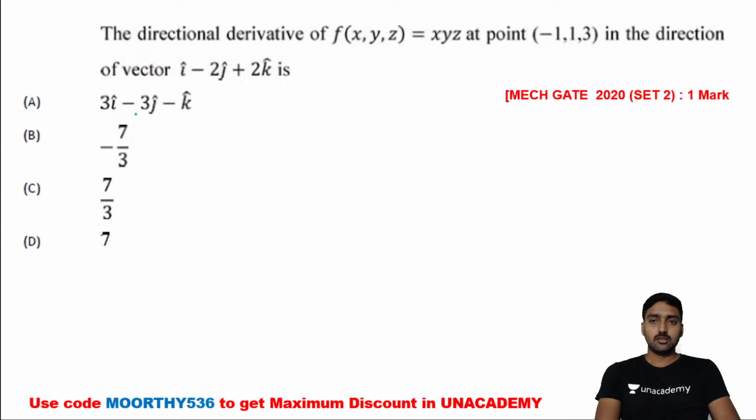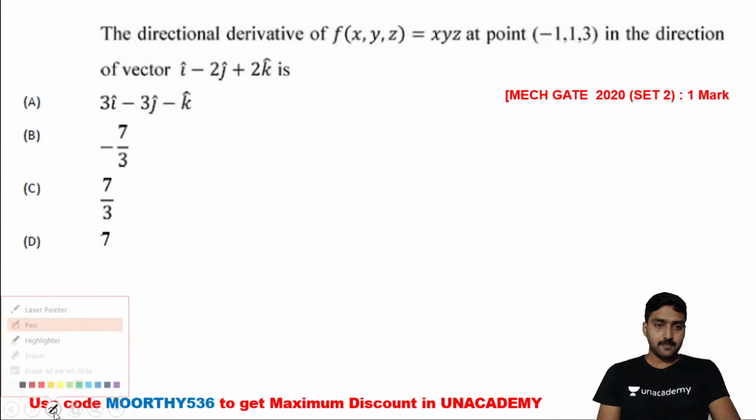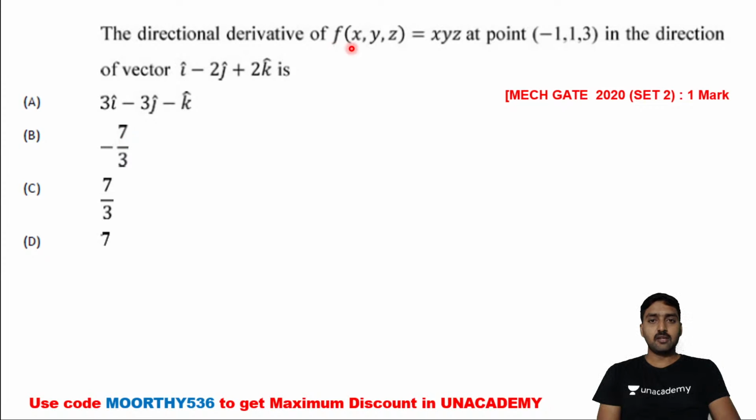The next one, yes, it's a GATE 2020 Set 2 Mechanical Engineering 1 mark question. Again the directional derivative. So we need to identify the directional derivative of f of x comma y comma z is equal to xyz at the given point. The directional vector they are giving. So here we need to write the phi as well as the a vector.